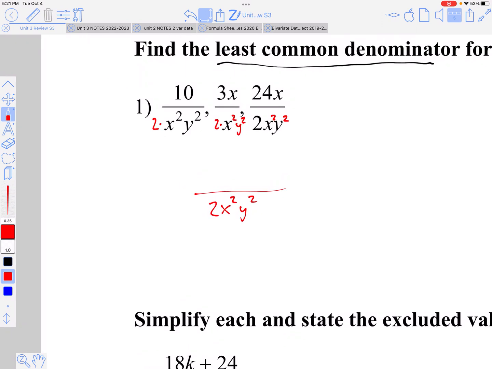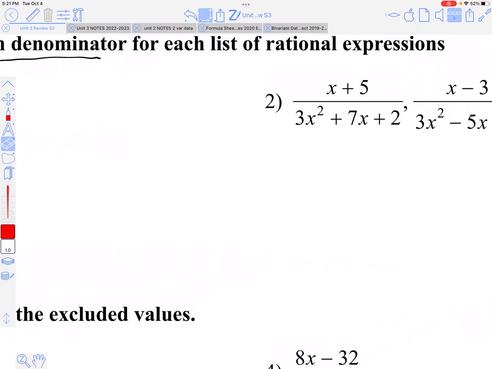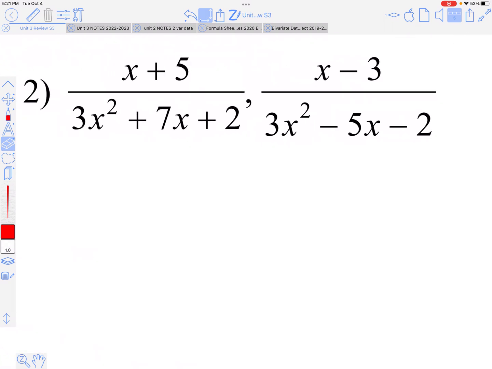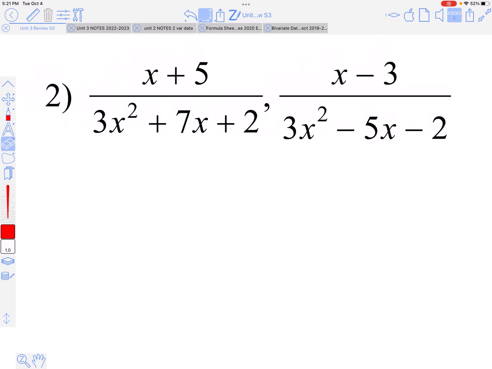Okay, now what we do to the bottom we'll have to do to the top, but we're not worrying about that right now. We're just saying, what would I need to produce to have the least common denominator? Okay? All right, so over here, same idea. We've got to find the least common denominator.